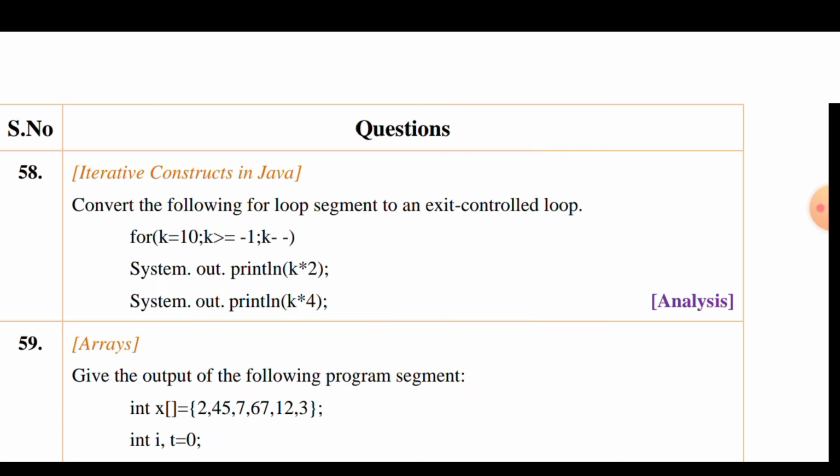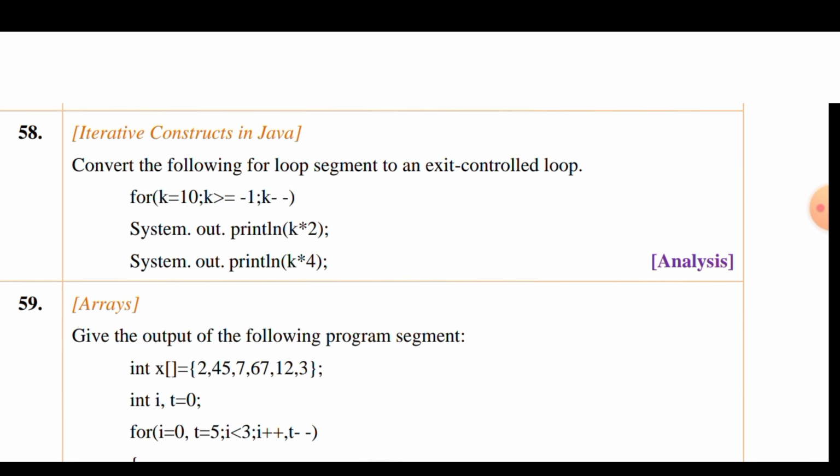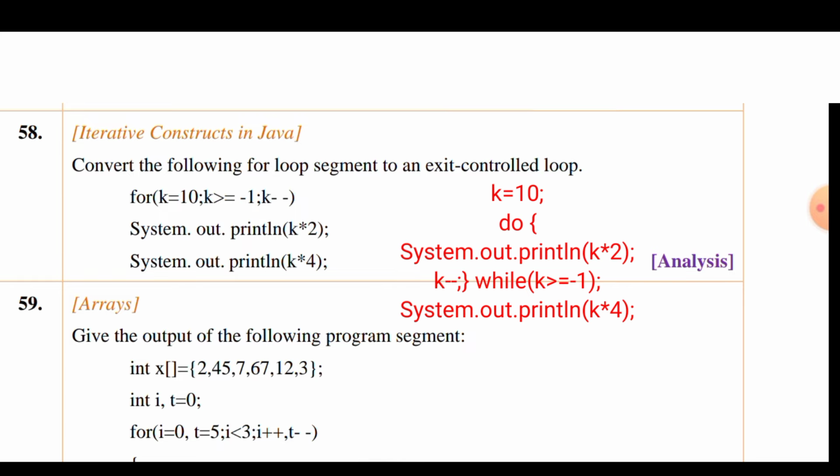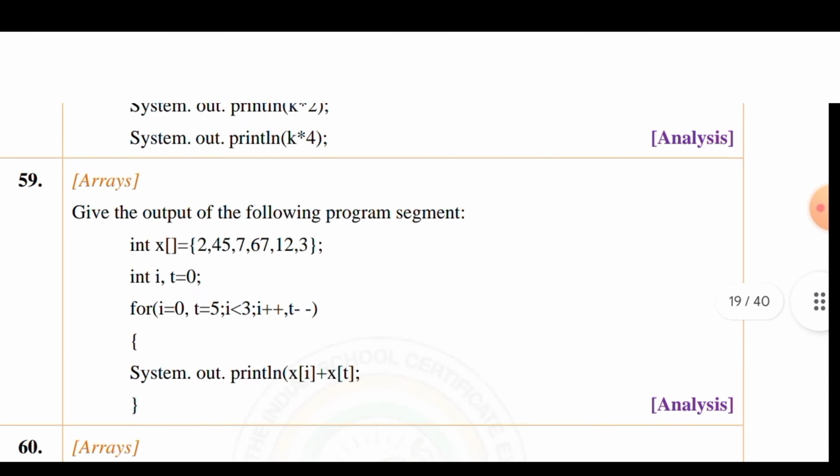Convert the following for loop segment into an exit controlled loop. So we have to be a little bit careful in this, because it is an entry controlled loop and we have to convert it into an exit controlled loop. So what we will do, these variables need to be declared before the loop. K will be declared before the loop, and then we start the scope of the do while loop, print the statement which is given, and then close it, write the condition as it is given, same condition, and then after that one statement is there which is outside the loop, that is k into 4. So it can be done.